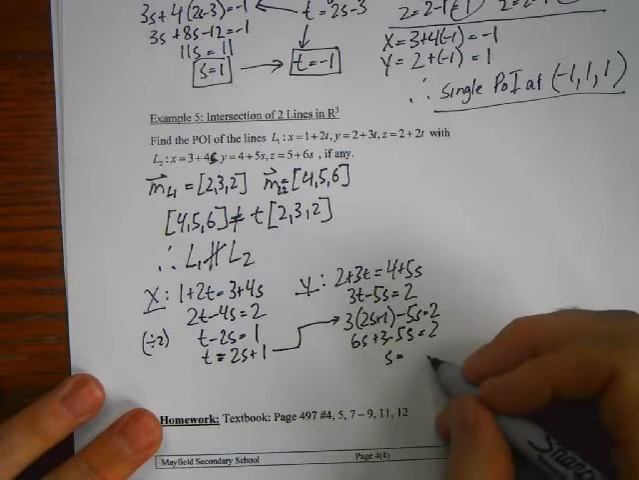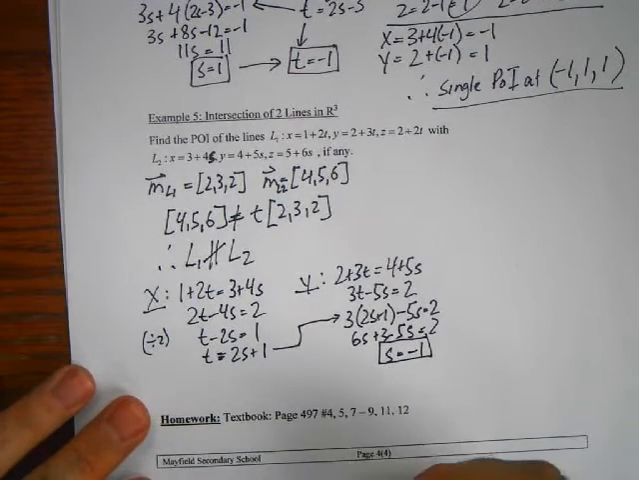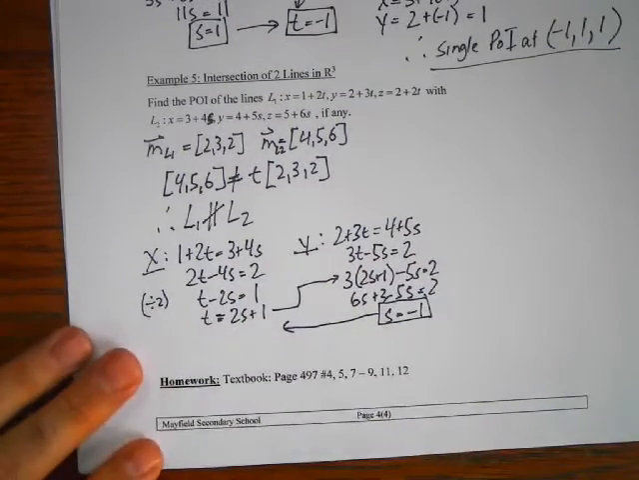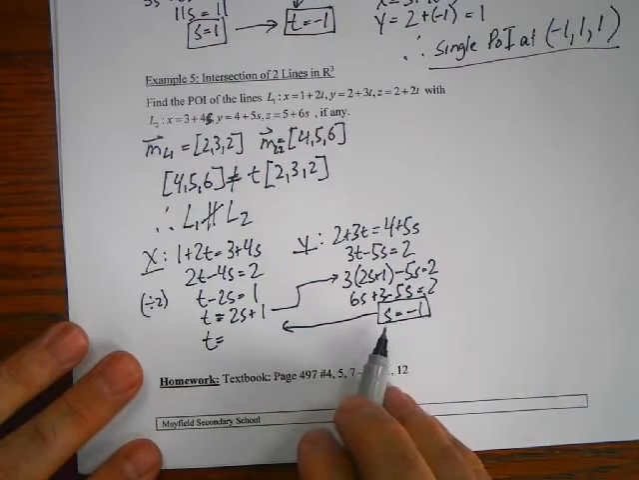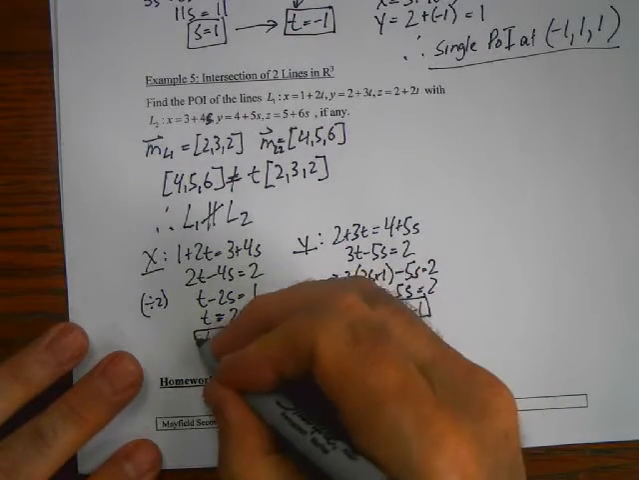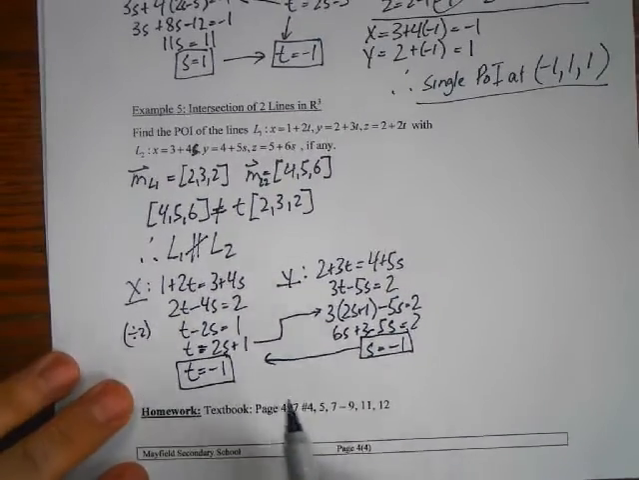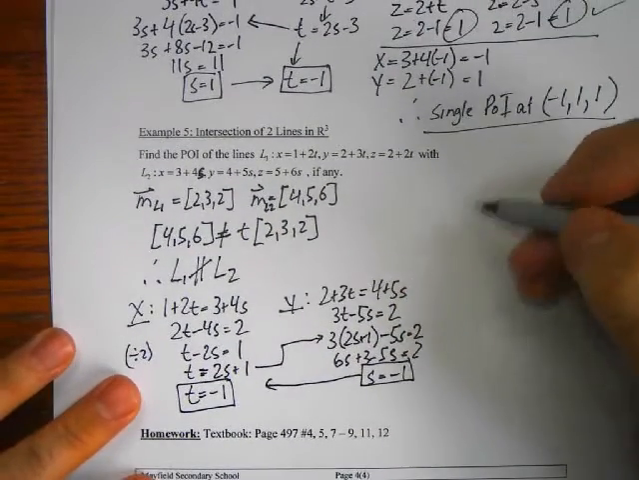Okay, and now lots of arrows in this description. If I plug that s back into here now, I get t equals negative 2 plus 1, so that's a negative 1. So I got values of s and t that work for the first two components, x and y. Now I have to check, so I guess I'll start up here, check for z.